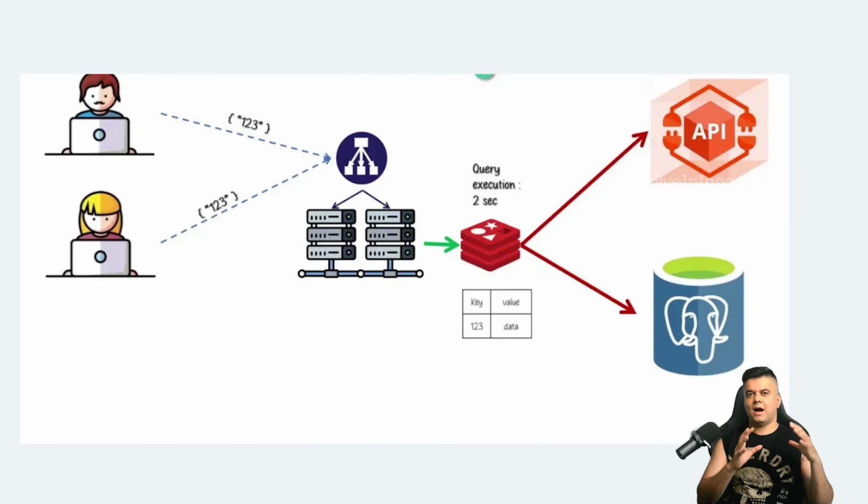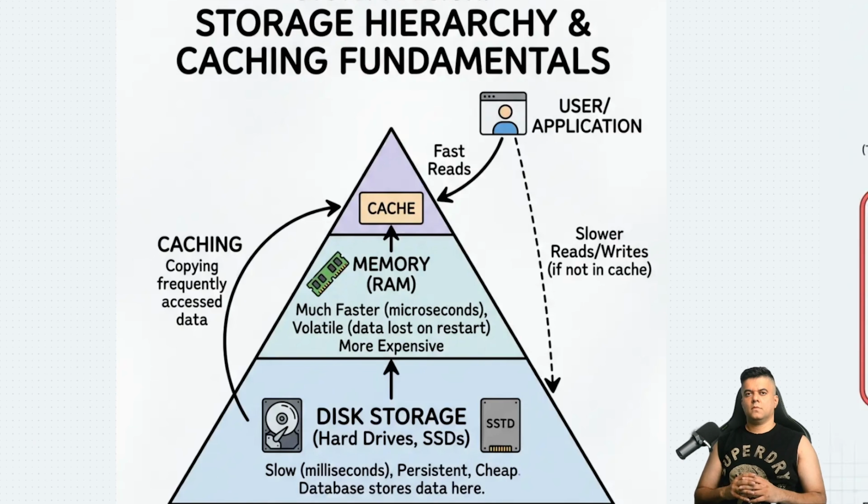And if you remember, we learned about databases, APIs, and how clients make requests to servers. So we're going to use all of that knowledge to understand caching. So before we continue, with the help of this diagram, let's understand what caching actually means at a fundamental level. In computing, we have something called a storage hierarchy. At the bottom, you have disk storage like hard drives or SSDs. This is where databases typically store data. It's slow, but it's persistent and cheap. Just above that, you have memory or RAM. This is much faster, microseconds instead of milliseconds, but it's more expensive and it's volatile, meaning if the server restarts, the data is gone.